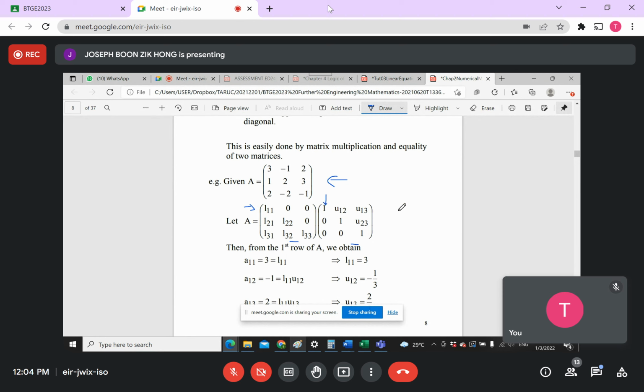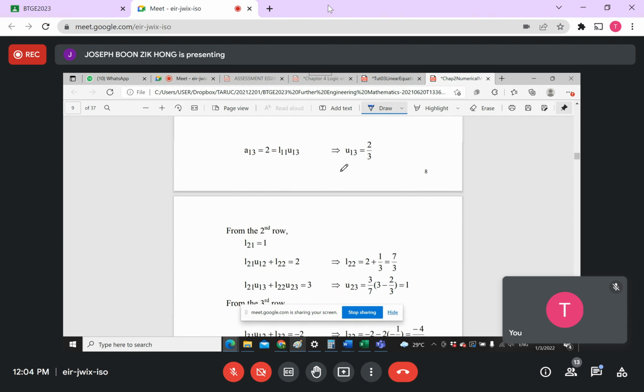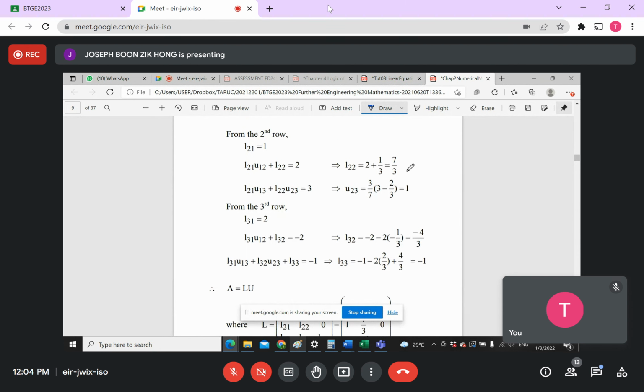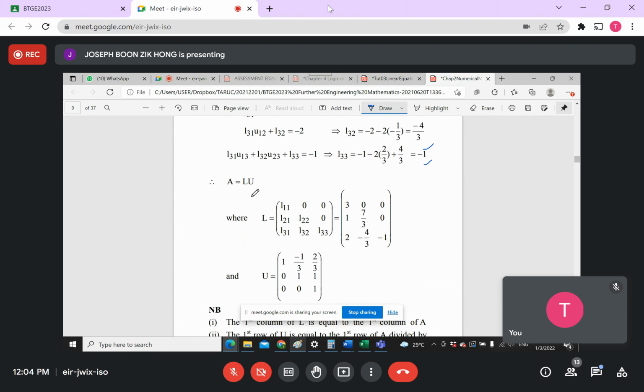So that means L11 is equal to 3. I know my L11 is 3. Then we use this one times this one in order to get -1, and we continue until we get all the unknowns: L11, U12, U13, L22, U23, L32, L33. Hence, I get the L and I get the U.